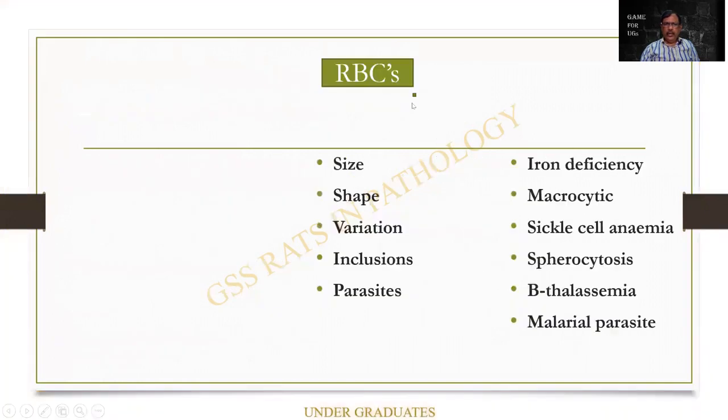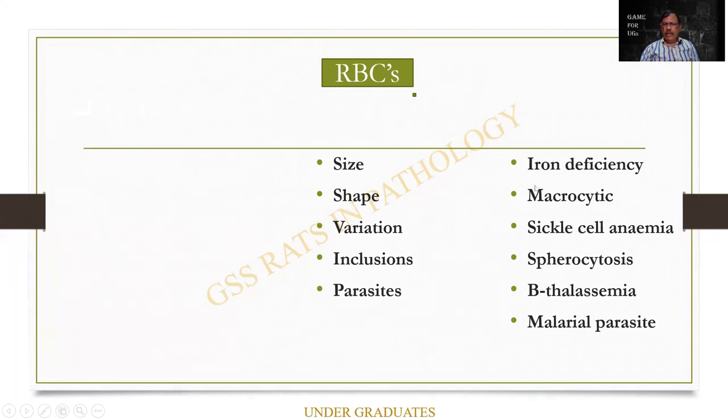And what all should we explain? See the cells, the RBCs, WBCs, platelets. Go through them one by one. And whenever it is a RBC, it is a classical one. Size, shape, variation in either of them, any inclusion that can be seen, parasites. Parasite means malaria in the RBC.